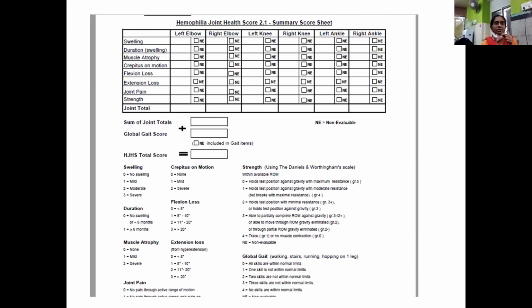So this slide shows the hemophilia joint health score. This is all freely accessible on the net. We can take a printout of this, and when each patient comes, we can give a joint score for these target joints, and decide whether this patient should go for active physiotherapy, joint replacement, etc. So this helps to refer the patient for joint replacement.